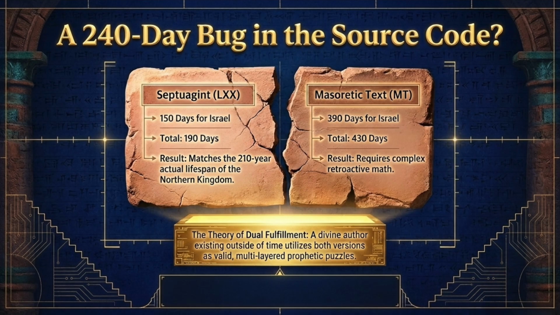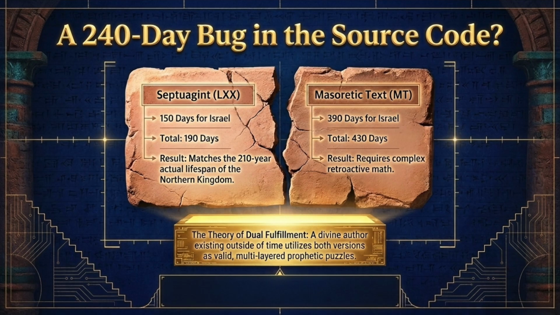Oh, interesting. They suggest that a divine author, existing outside of time, might actually be using both the Septuagint and the Masoretic numbers as valid, multi-layered prophetic puzzles. Like dual fulfillments. Exactly. There might be a historical fulfillment hidden in the 190-day timeline and a completely different, equally valid, longer-term fulfillment hidden in the 430-day timeline.